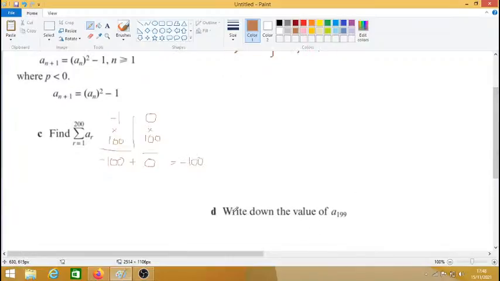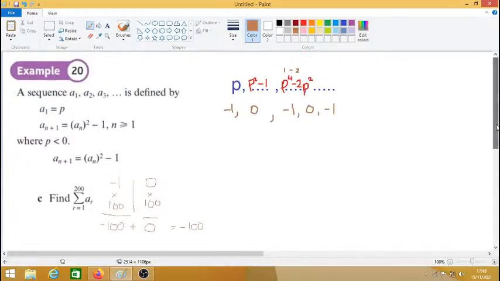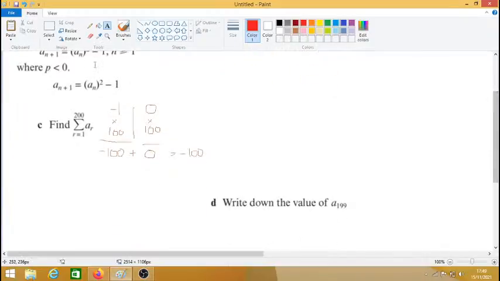Okay, and then the final question, write down the value of A199. That's the 199th number in the sequence. Notice that it's a 50-50 chance of getting this right just by guessing, because it's either going to be -1 or 0. The numbers in the sequence are not anything apart from that. But you don't want to lose a mark here just by guessing and getting it wrong.